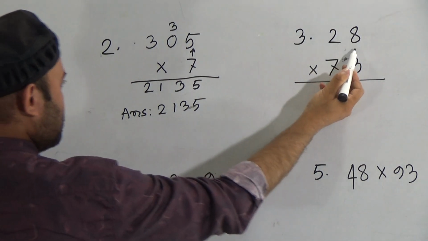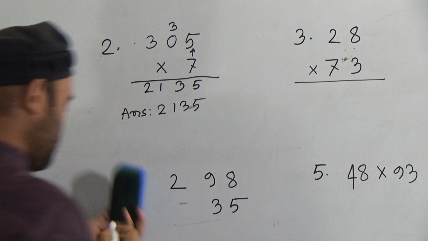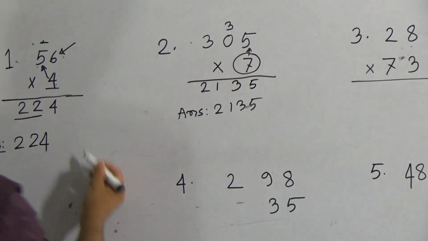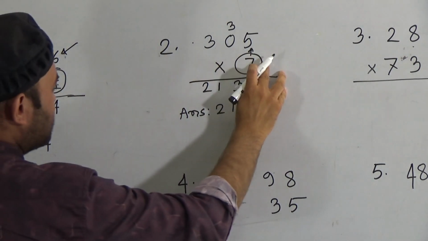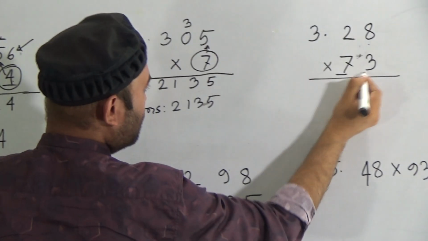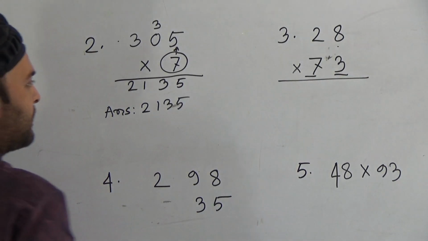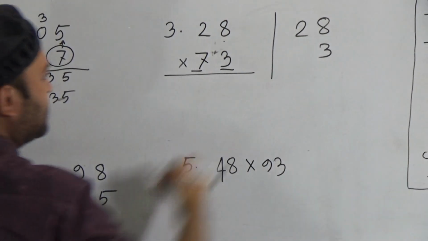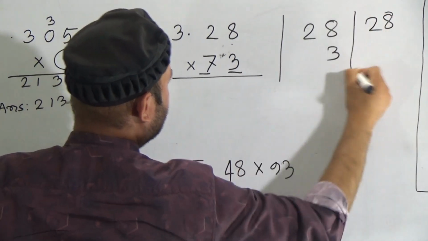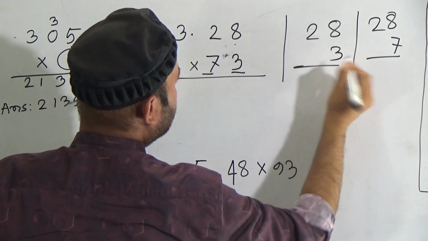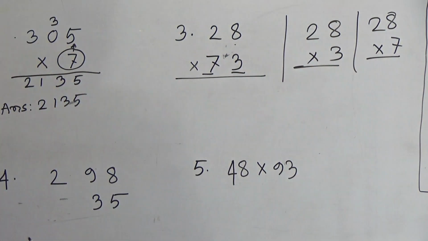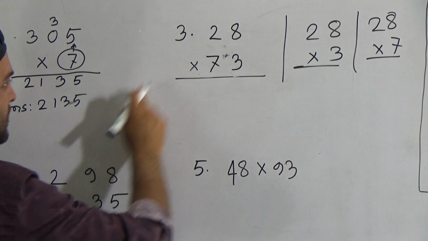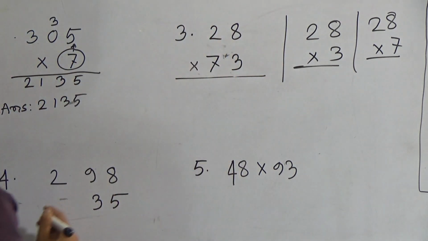There is 28 and 73. Look, my dear students, in the last two questions the bottom digit was a one-digit number, that is 4 and 7, but here it is a two-digit number, that means multi-digit numbers. If I write 28 multiplied by 3 and 28 multiplied by 7, there are two single-digit multiplications. So you have to multiply 3 and 28 first, then 7 and 28.